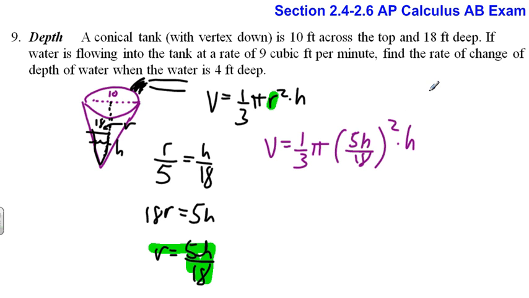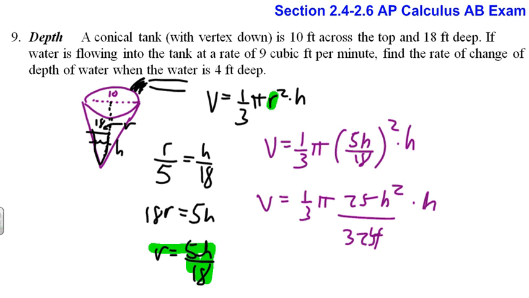And see, this is very nice here because if we only have H, that means we can only deal with one variable. And so check this out. Volume equals a third times pi times 25 times pi squared. Let's see, what's that going to give us? 324. Oops, 24. So this is a 324 right here times h.